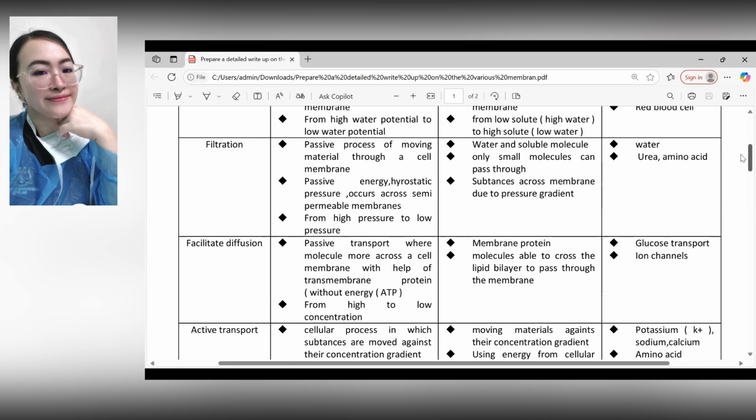Next is facilitated diffusion. Same as filtration, it is passive transport where molecules move across a cell membrane with the help of transmembrane proteins without energy, which we call ATP, from high to low concentration. For substance transportation, membrane protein molecules are able to help substances cross the lipid bilayer. Examples are glucose transport or ion channels.